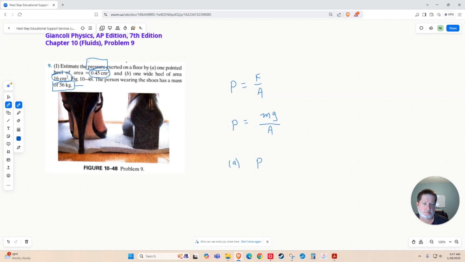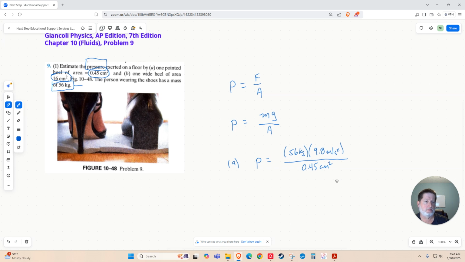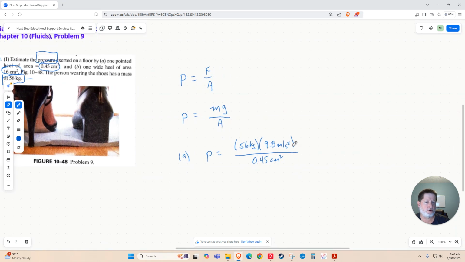For part A, mass of the person 56 kilograms. Acceleration due to gravity, what it's always been. Divide by the area. For part A, that area is the spike heel of 0.45 square centimeters. Now the kilogram meter per second squared gives us a Newton. We have square centimeters in the denominator.